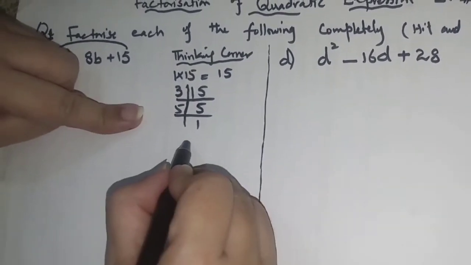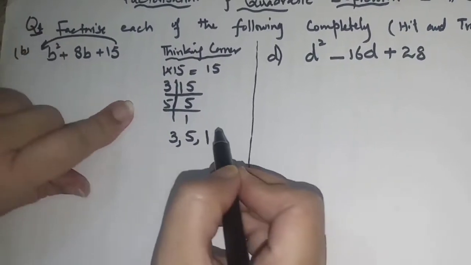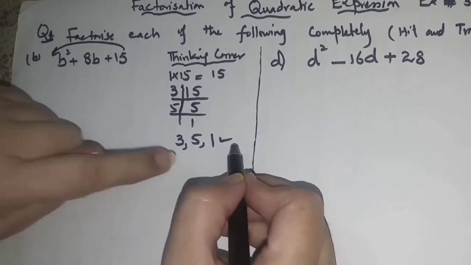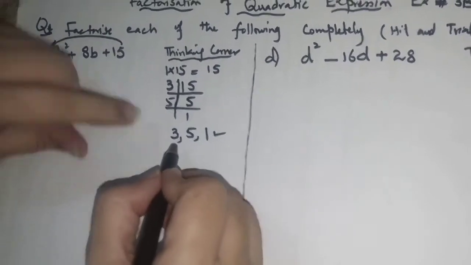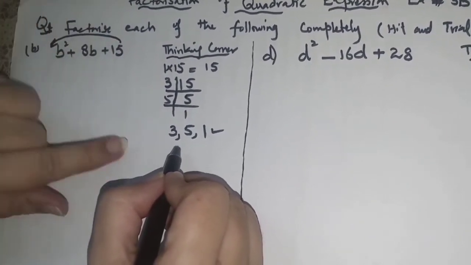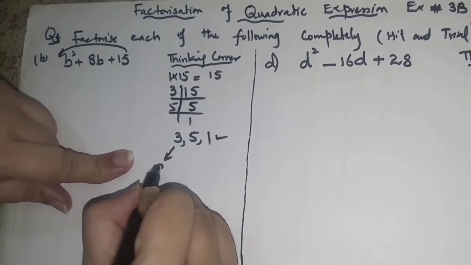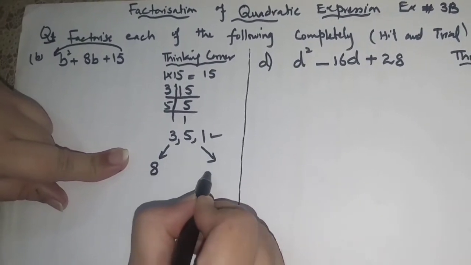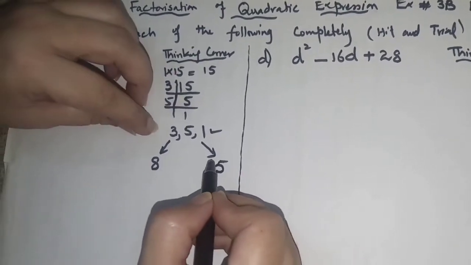Now I have to write all factors in one line. Then after writing all factors in one line, I have to perform a magic. And what magic do I have to perform? We have to make two numbers from these factors in such a way that when I'm adding or subtracting, I get the middle term, which is 8, and when I'm multiplying, I get the product term, which is 15.